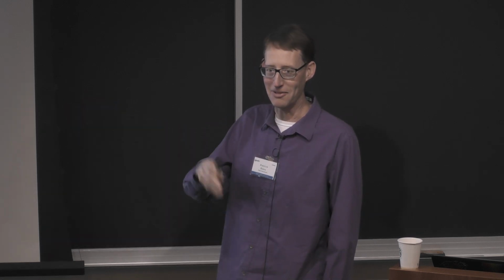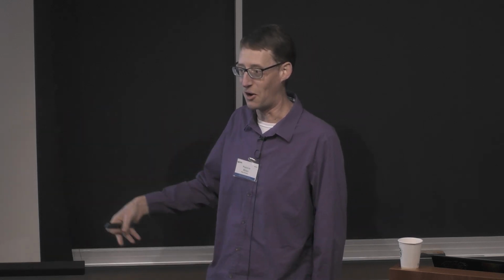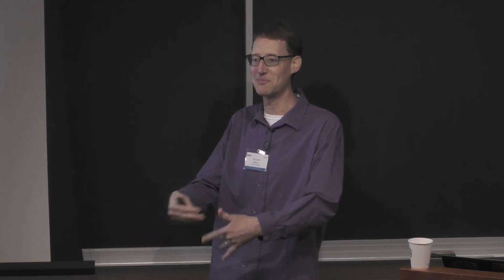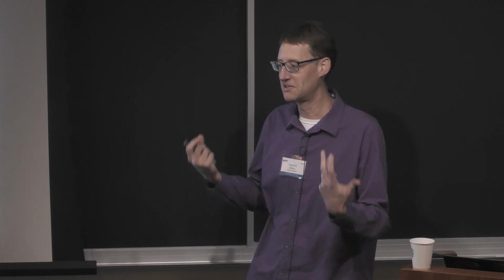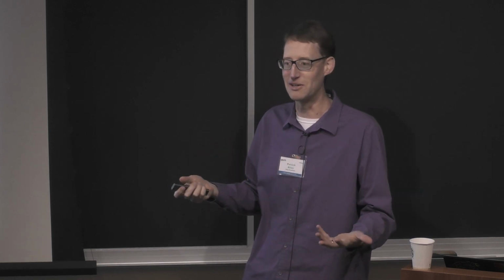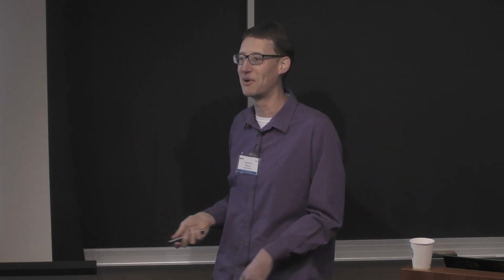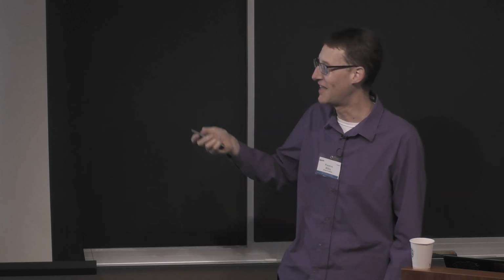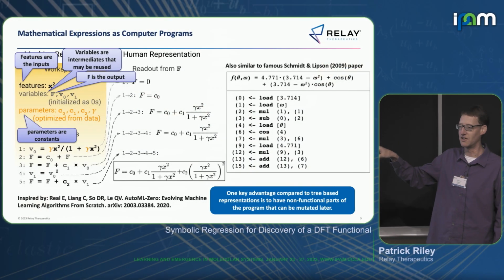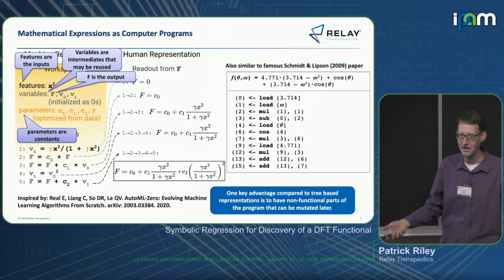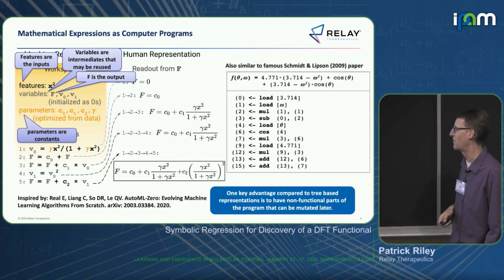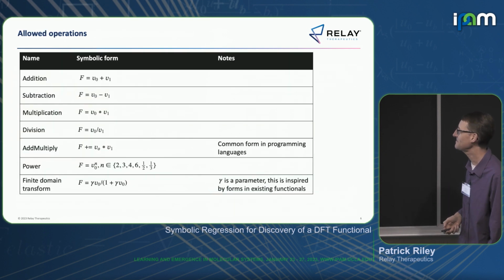In a program, you can have lots of statements hanging around that aren't doing anything, that are there to be mutated and used later on. It's kind of like how we have a bunch of stuff in our bodies that isn't really being used, but is there for evolution to grab onto later and take advantage of. And that's, I think, an advantage of this computer program representation, because you can have these extra lines compared to a more traditional symbolic representation of just the equation.